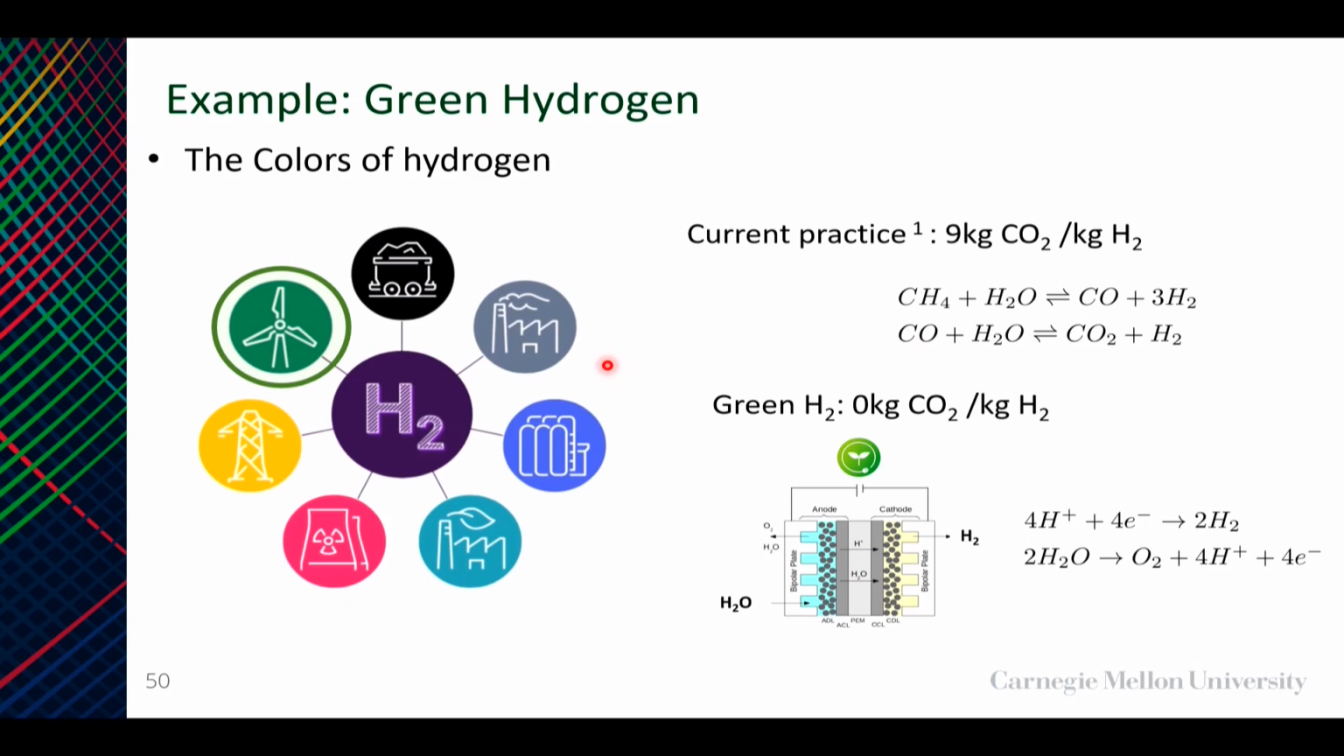How is green hydrogen produced? Green hydrogen is produced by electrolysis of water, and we power this electrolyzer only by using energy that comes from renewable resources, preferably wind, solar energy, or hydropower energy.